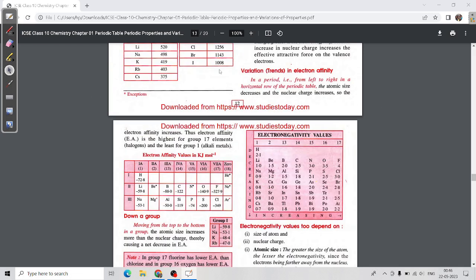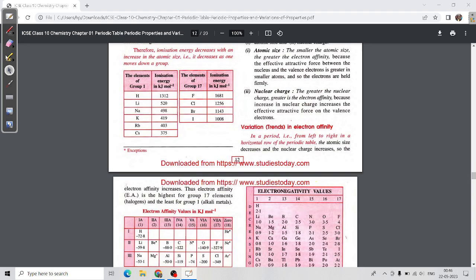Okay, now next we have to check the trend. Now if we check in a period, then we notice that from left to right in a horizontal row of the periodic table, it will majorly increase. Okay, it will increase, and see here a table is also given.